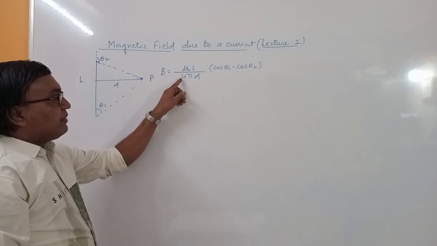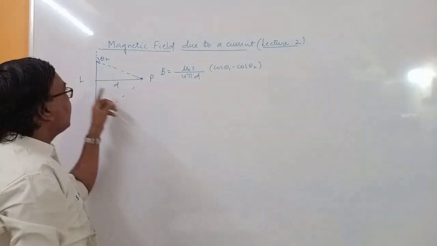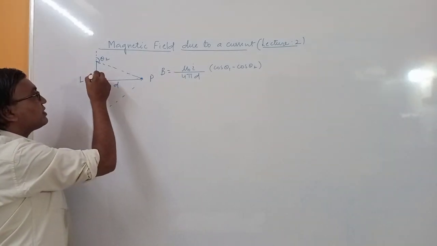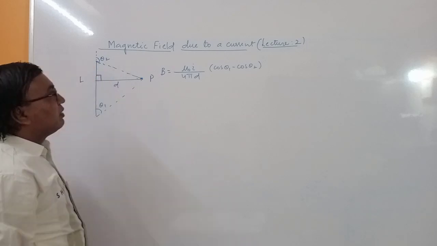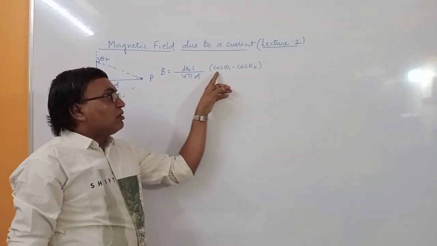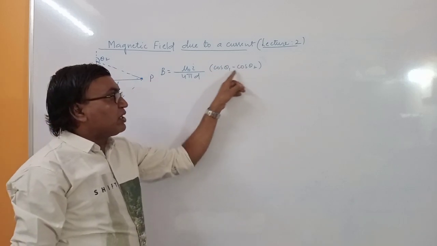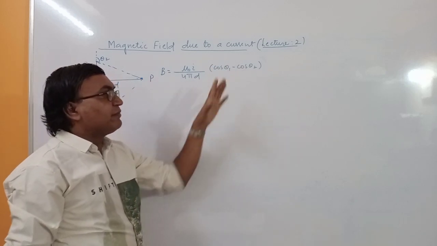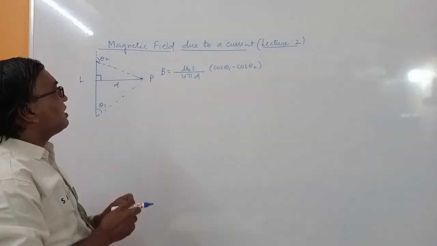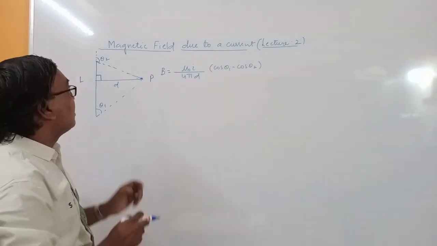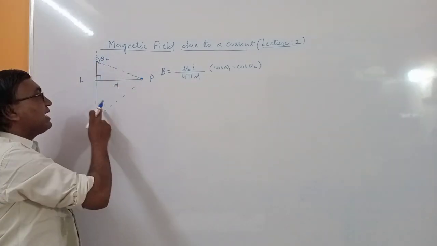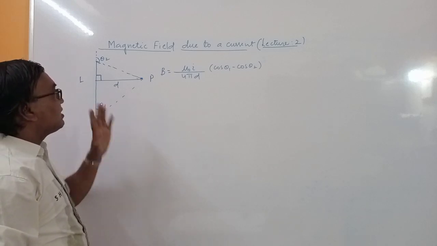Magnetic field is mu naught I by 4 pi d, where d is the perpendicular distance from the wire, into cos theta 1 minus cos theta 2. So this is very important. The angles which you are taking in different books are considered at different points. In some books they have considered the angles like this. We have derived for this.